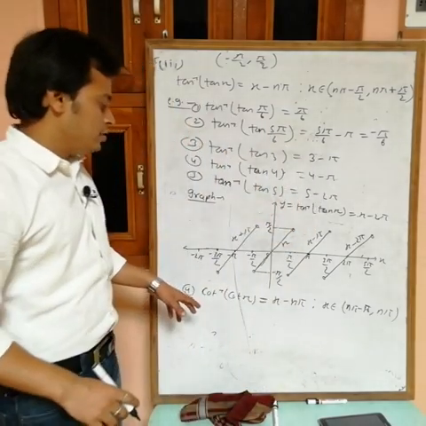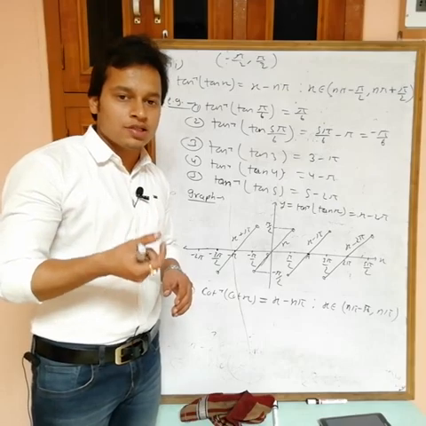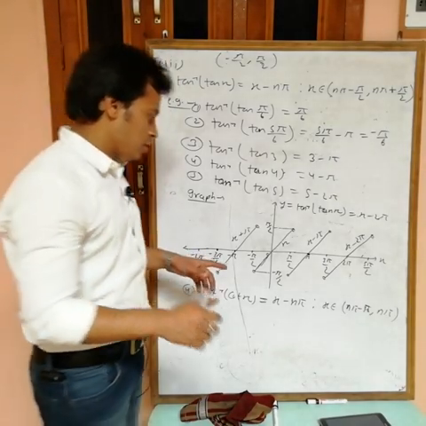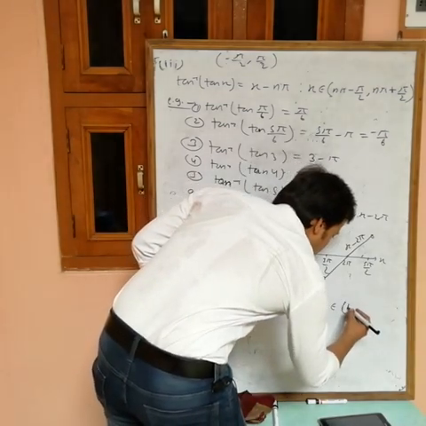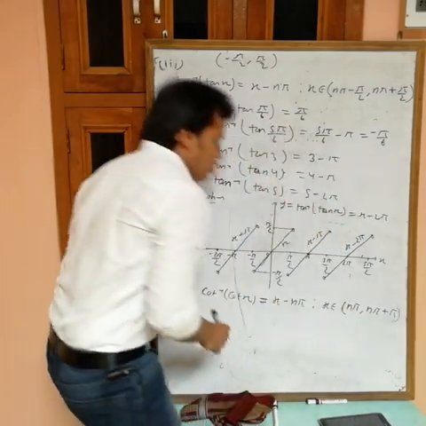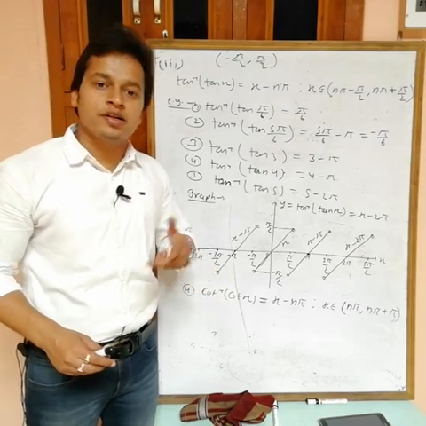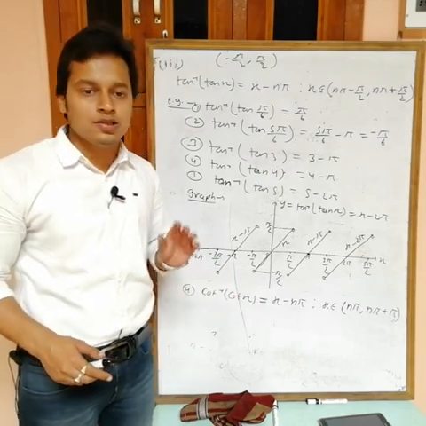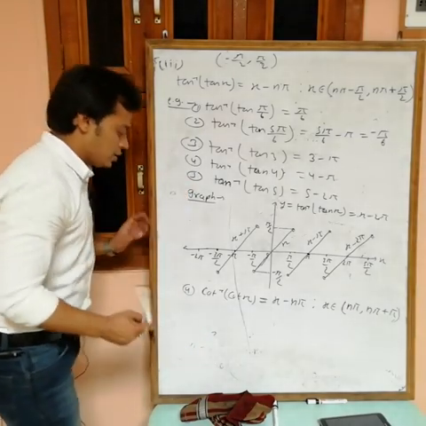So actually for this one, x is greater than n pi, always x belongs to n pi to n pi plus pi. If x is greater than pi, then x minus pi. If x is greater than 2 pi, then x minus 2 pi. If x is greater than 3 pi, then x minus 3 pi. But you will get questions for sin inverse, cos inverse and tan inverse.